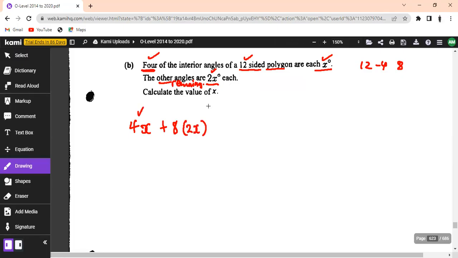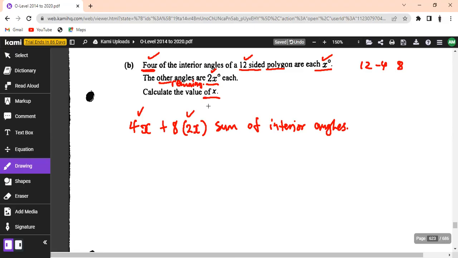Okay, so this is actually an expression that we have for the sum of angles. These are the sum of interior angles of this polygon that has got what? That has got 12 sides. Okay, so the question is for us to find the value of x.